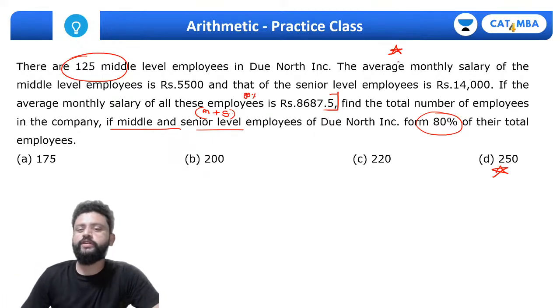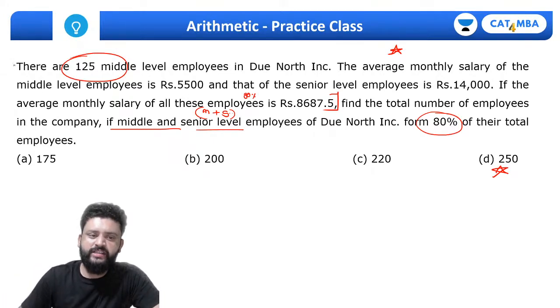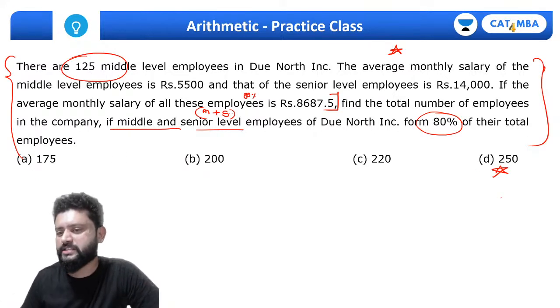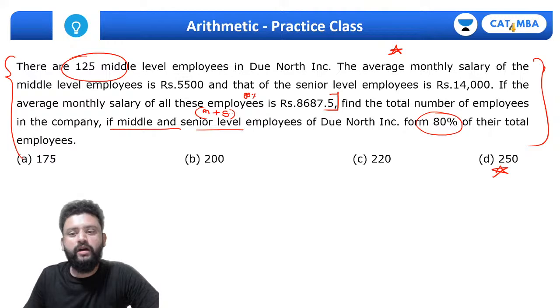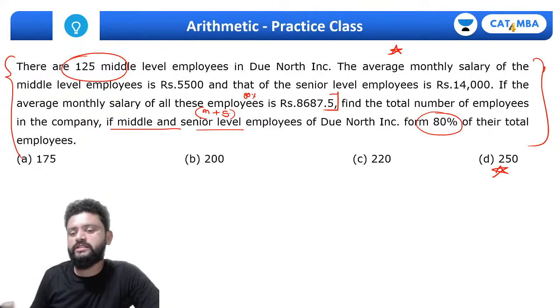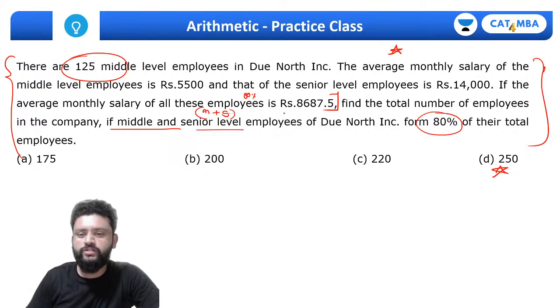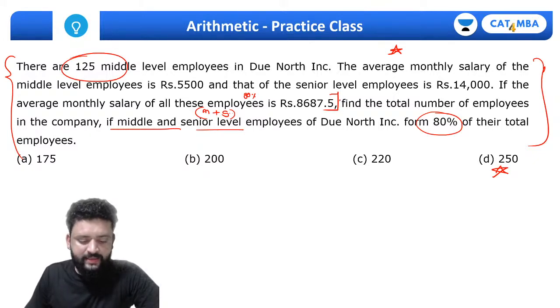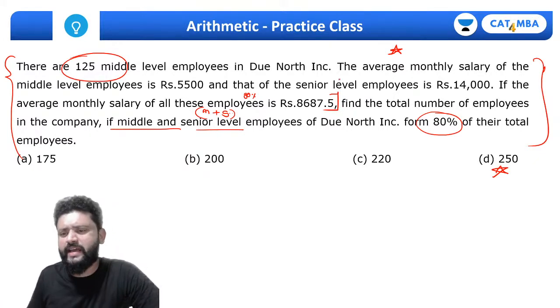Basically most of the students, what they do, they think about the average, and you can solve this question by using the averages. But the thing is you'll get a really big equation जहाँ पे तुम्हारे calculations काफी lengthy हो जाएंगे, because look at the values. It is 8,687.5 and that's why the calculation part is tricky. That's what I can say.